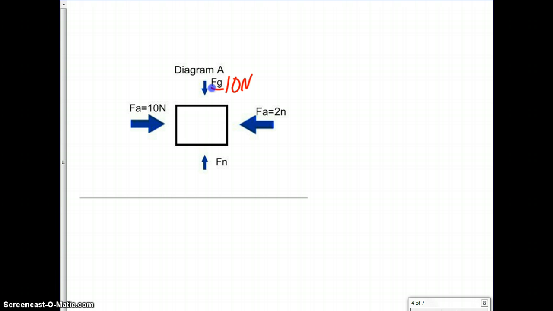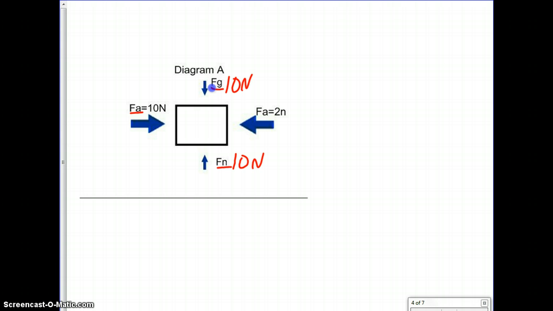This object is sitting on something. So there's a force that's pushing against gravity that we call the normal force, abbreviated Fn. It's always going to be equal in magnitude but opposite in direction. So it too is going to be 10 newtons, but it's pushing up, causing this object not to fall. The F of A represents the applied forces.